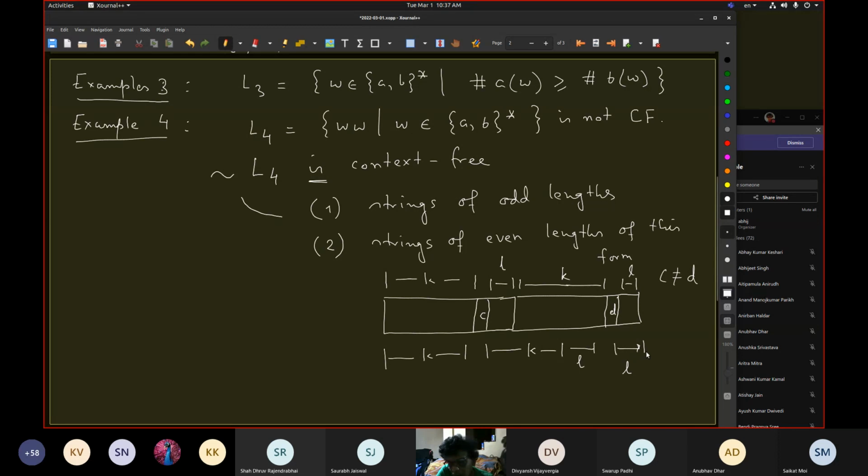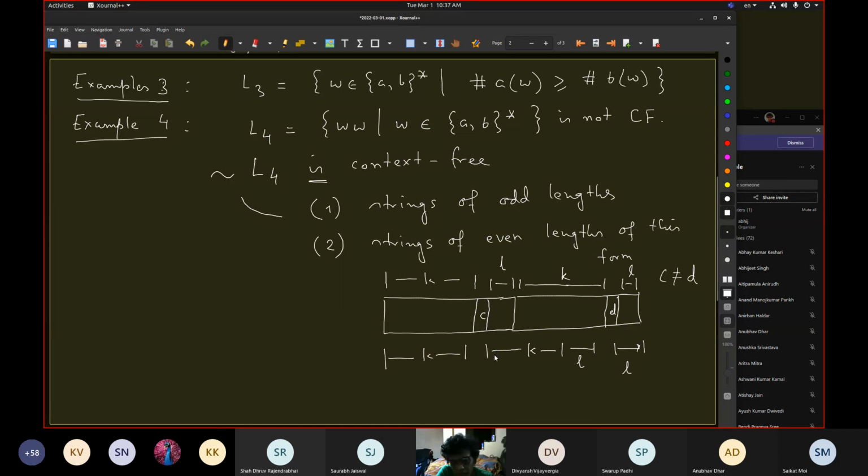And you know that stacks are perfectly suited to store counts in unary. There is absolutely no problem, right? But the question is, who will tell the machine what is the value of K and what is the value of L? If somebody tells it, then definitely it can verify that I have read K things. Then I read something and remember.